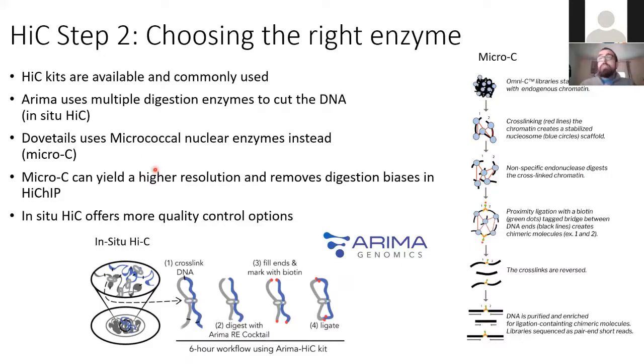So the advantage of the Micro-C, since it's cutting everywhere, is that the resolution you can reach is a lot higher, because with the enzymes, it's going to cut at specific places. So there are places where it's not going to cut. So if there's an interaction that starts exactly there, well, you're not going to have a cut site here, so you're not going to have a recombination there, so you're not going to see it. So you cannot reach a resolution that's as high with this as with the Micro-C.